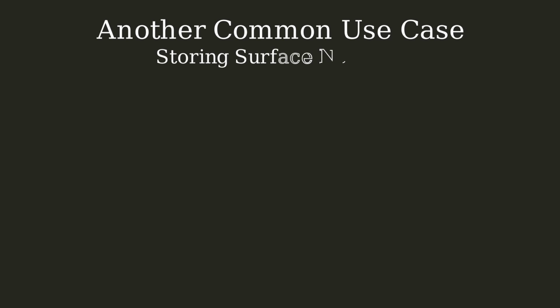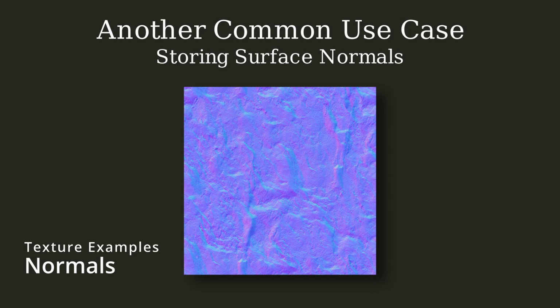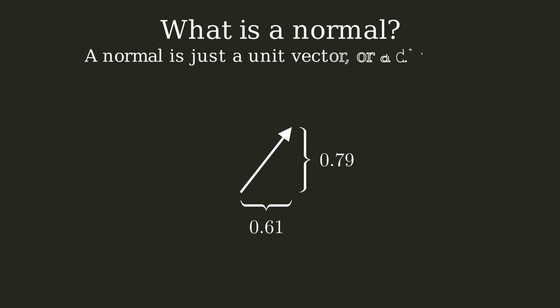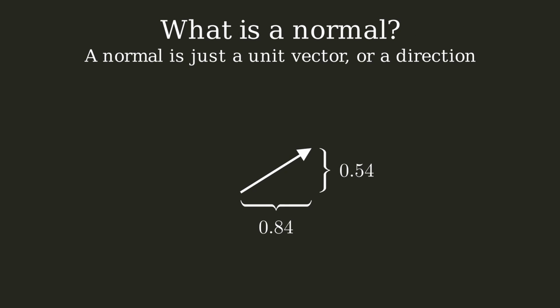Another very common use case for textures is storing surface normal information. This is the bluish purple textures that you'll commonly see associated with 3D models. This is basically just embedded normals. A normal is simply a unit vector or a direction. We can use this direction in math to do all sorts of cool things, including calculate how close together two vectors are.